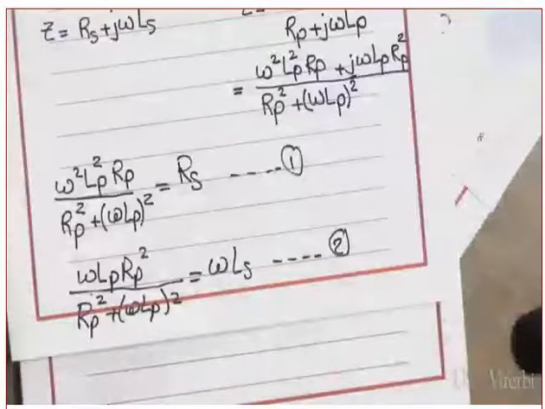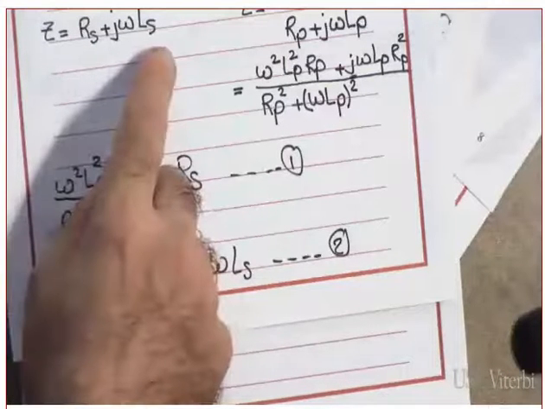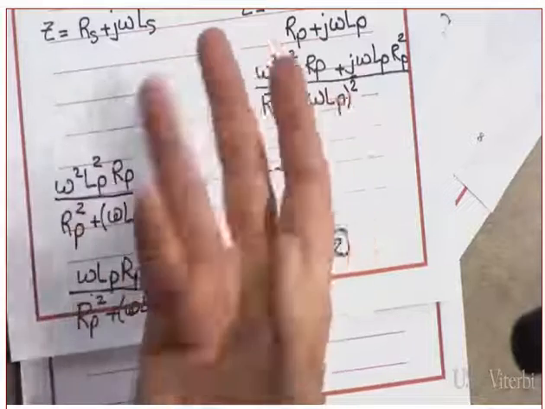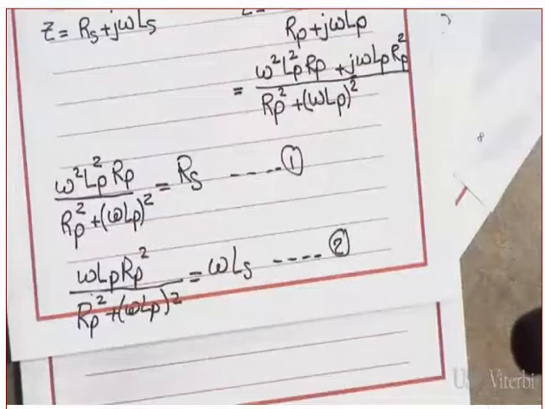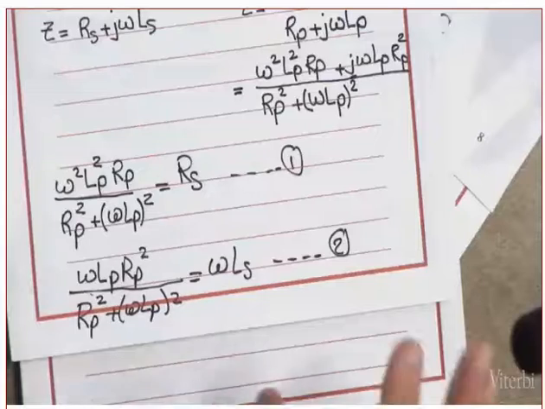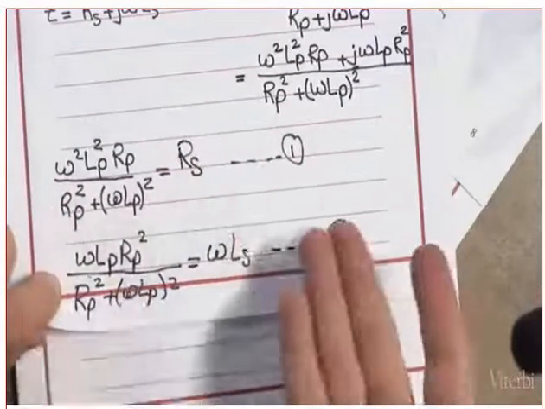Okay, good. The reason, by the way, is that we need a definition for the Q. This is not a pure series or a pure parallel. We need a definition for the Q, and the Q is defined for the series and for the parallel. But we'll get to that in a minute. How many equations do we have? How many unknowns? 2 unknowns.